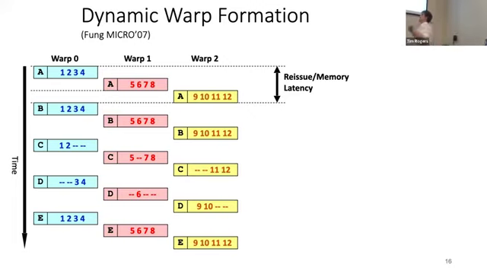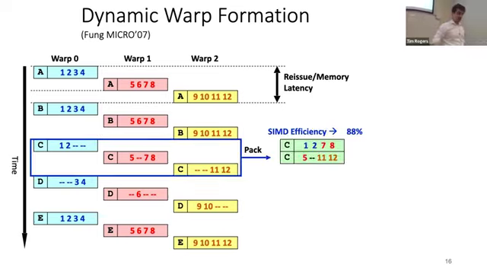And if I'm executing and I have enough warps, everything looks good, right? I'm issuing something every cycle. The downside is that if I have this region here where I have reduced SIMD efficiency, my machine is not operating at the rate I would like it to.